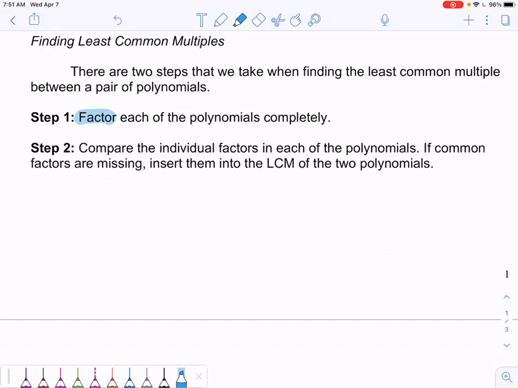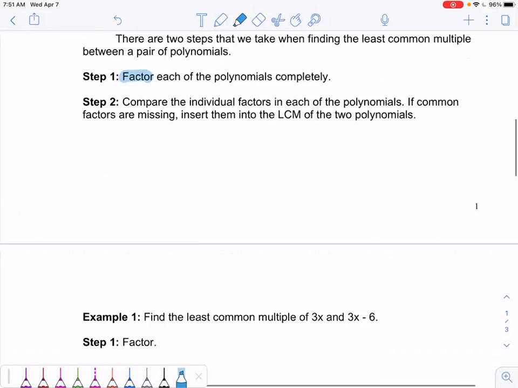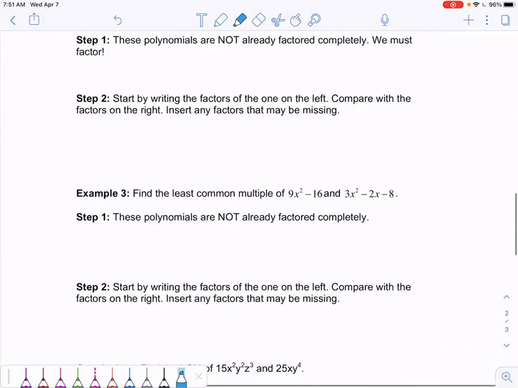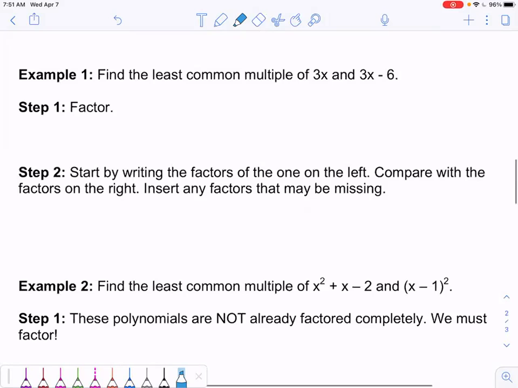All right, so what does that mean? If you look at the next page, there are 4 examples that we're going to work on finding the least common multiple. The first step is to factor. So we have 2 expressions. We have started off easy here. One is 3x. The other one is 3x minus 6. The first step is to factor those expressions. Well, 3x doesn't have a plus sign. It just stays as 3x. Riley, how could we factor 3x minus 6?